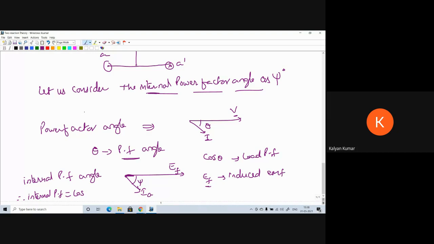The current is going to become maximum after an angle of psi degrees from the voltage maximum position.